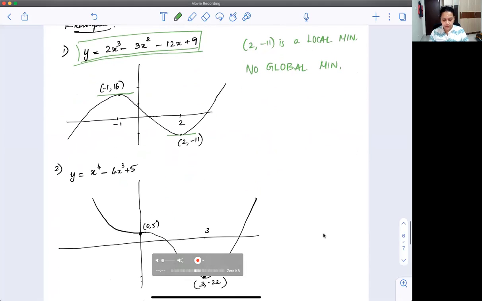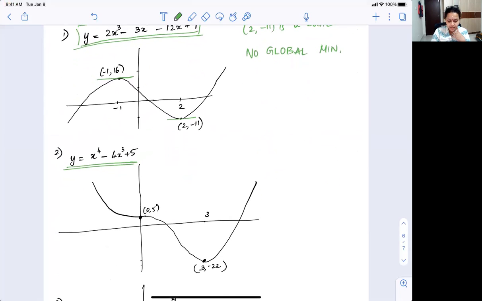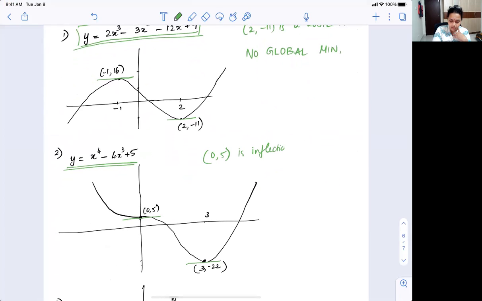which is this function, y is equal to x power 4 minus 4x cubed plus 5. Now, when you solve for the critical points, you actually end up finding 2 points, (0, 5) and (3, minus 22). Now, (0, 5) is actually an inflection point. So (0, 5) is an inflection point. And (3, minus 22) is a local minimum.